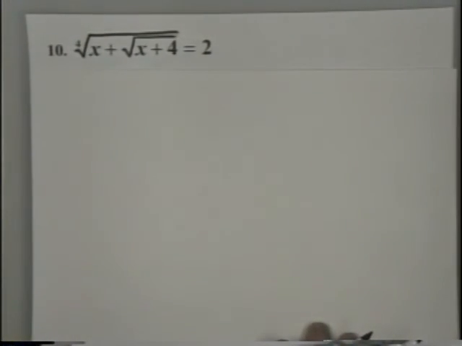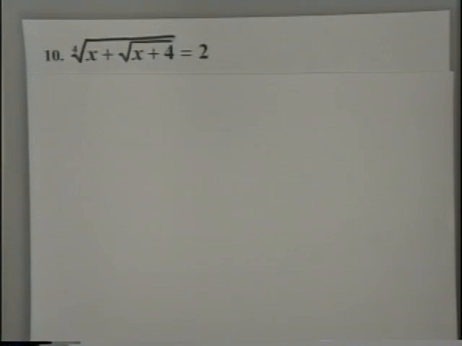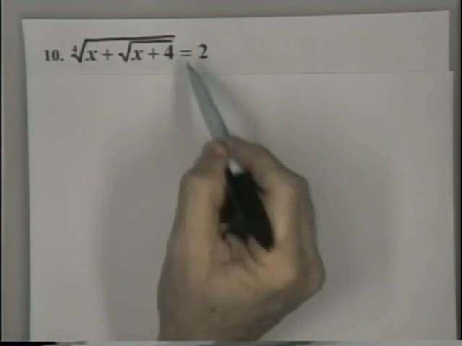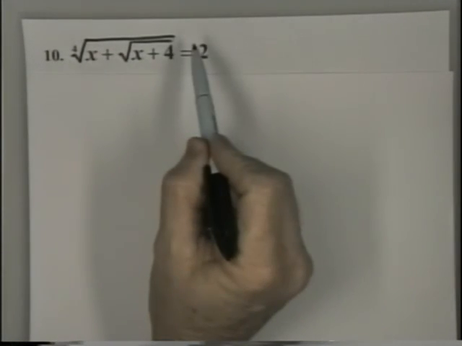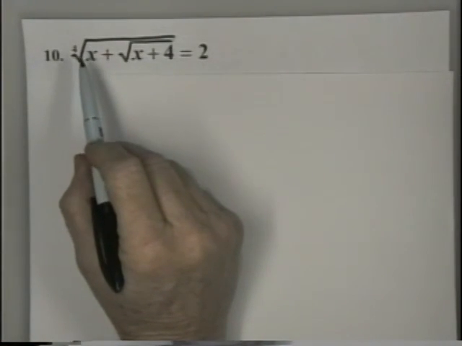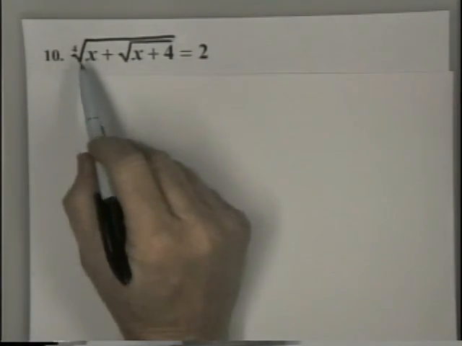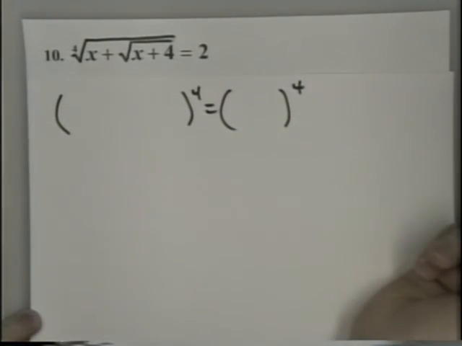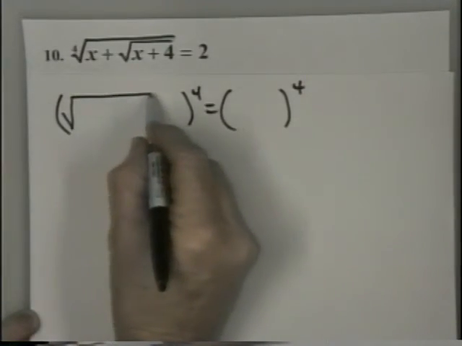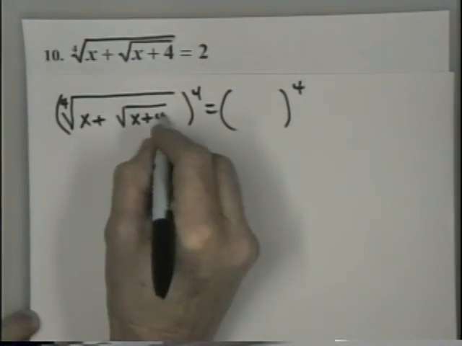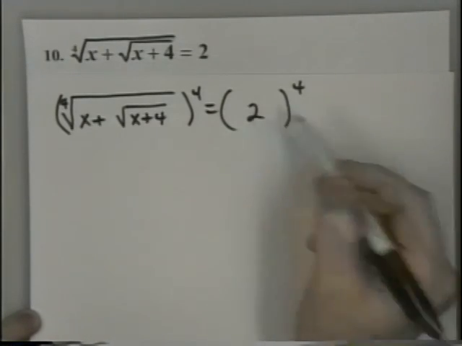Well, still, the procedure is the same. You want to isolate the radical, and the only radical expression or term you've got is that one right there. Use that property that if a equals b, then a to the n equals b to the n, by raising both sides, in this case, to the fourth power. So on the left side, I've got the fourth root of x plus the square root of x plus 4. And on the right side, just 2.